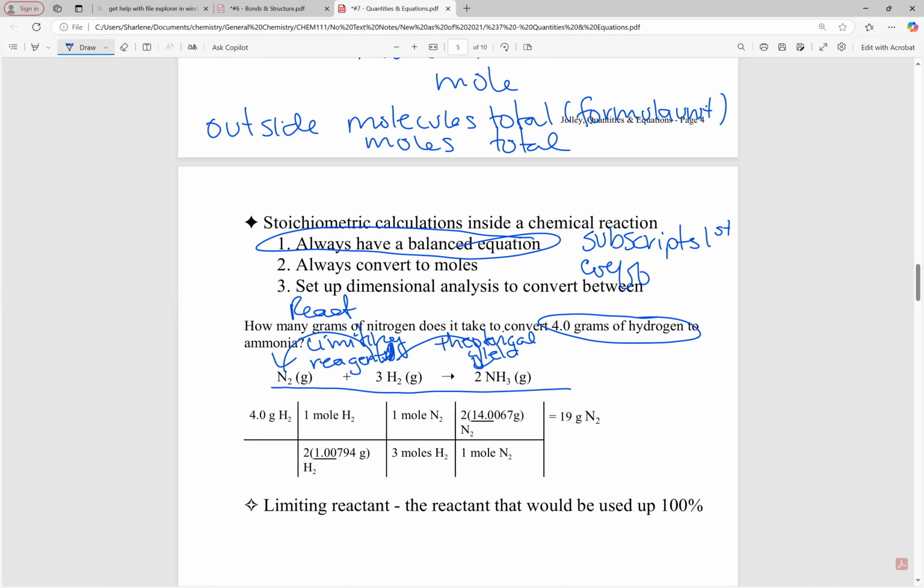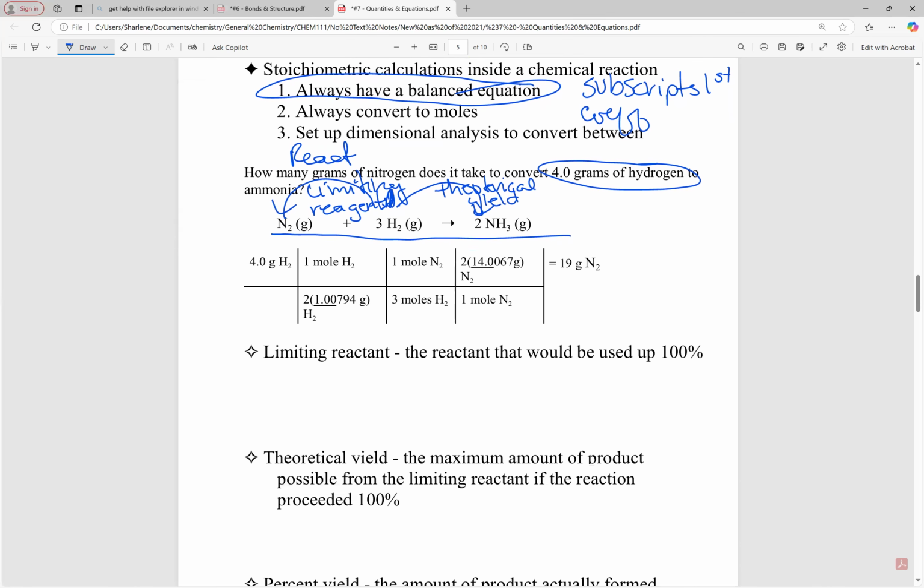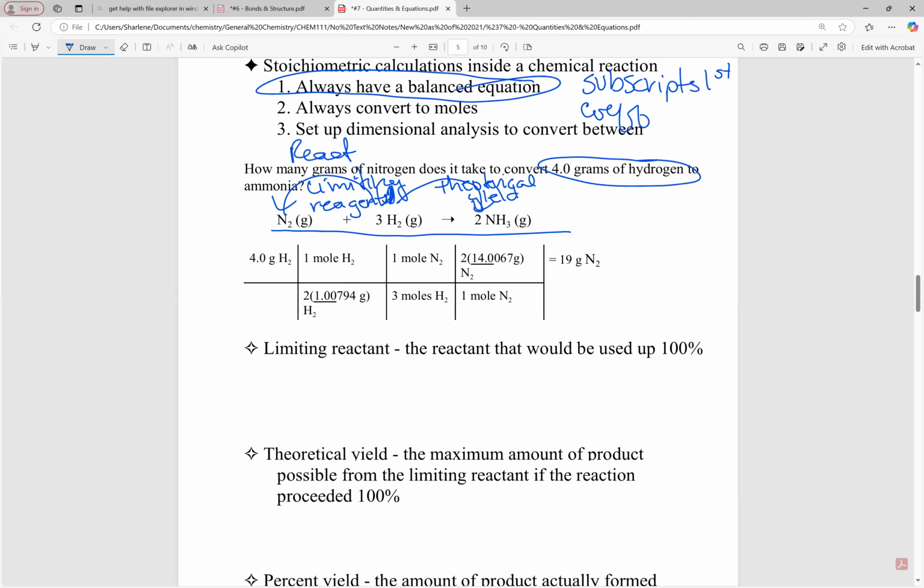And so the one I asked here is, if I have 4 grams of hydrogen, how much ammonia could I make? All right, I'm going to go lower here. So the limiting reactant is the one that would be used up. In this particular question, I don't actually tell you how much of the other one I have. So I just set it up as 4 grams. Notice it's H2 because it's H2 gas. And so 2 times 1.00794.